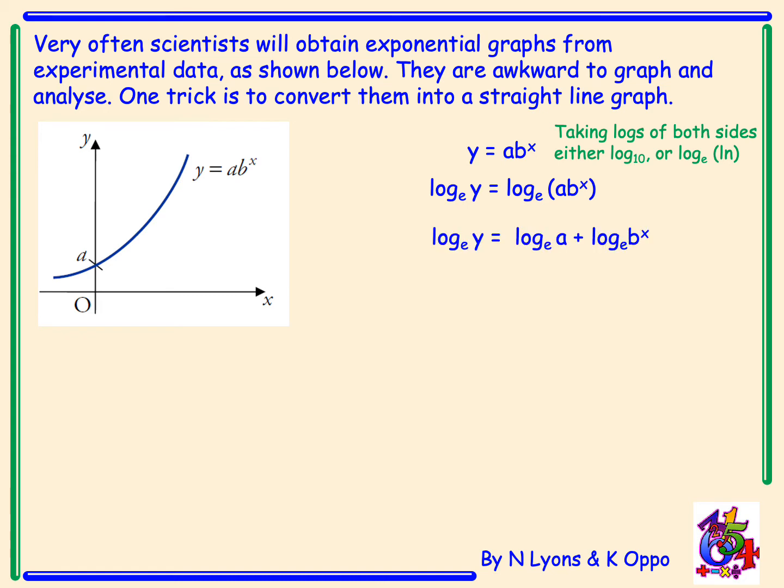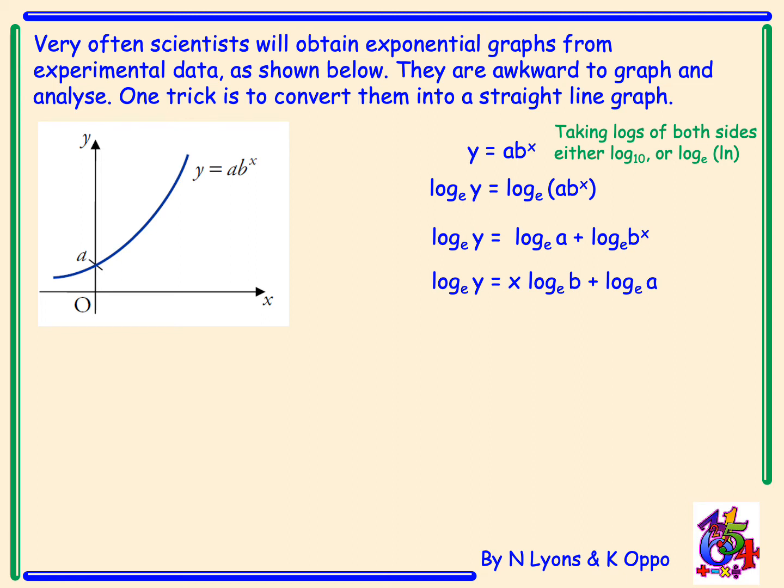Apply the rules of logs. Now remember, the first rule of logs was when you've got two terms you're multiplying together, you can split them up. So I've got log y equals log a plus log b to the power x. Simplify that further. What I've done is brought that exponent x down to become a multiplier at the front. So I've got log y equals x times log b plus log a.